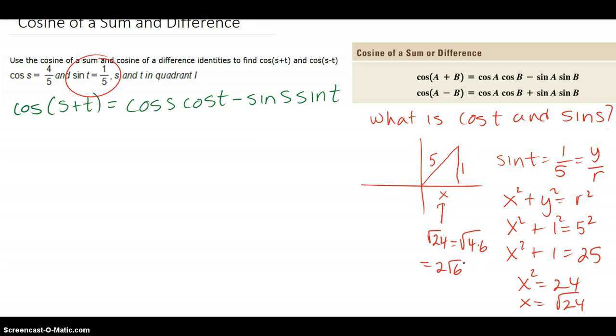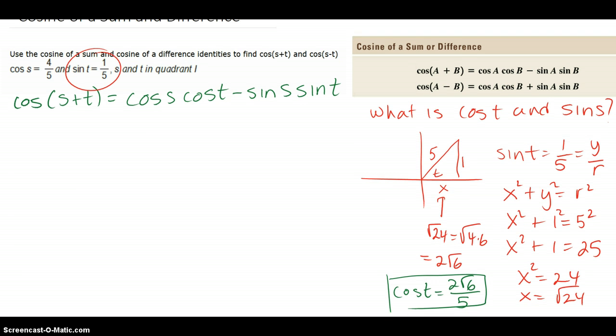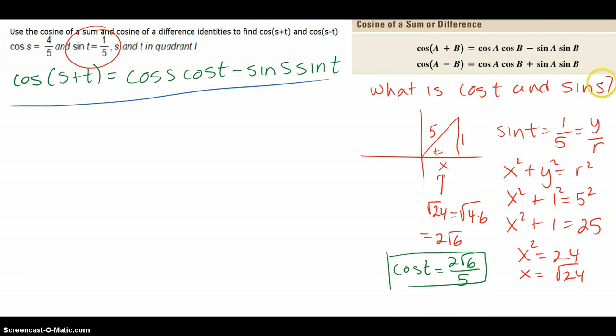So now we know what cosine of t is. We can find that. We know that cosine of t is equal to the x, which is 2 square root of 6 over 5. So we can use that. Okay, now let's do the same thing for sine of s.